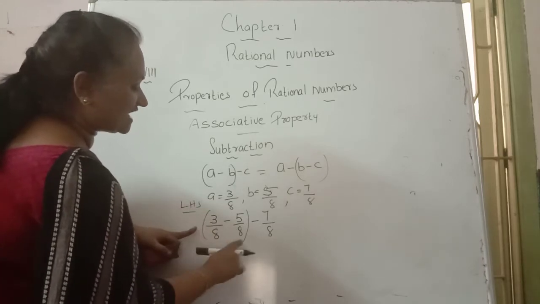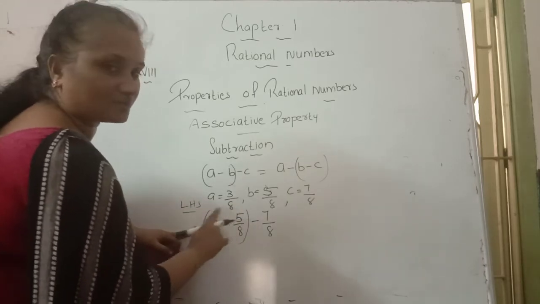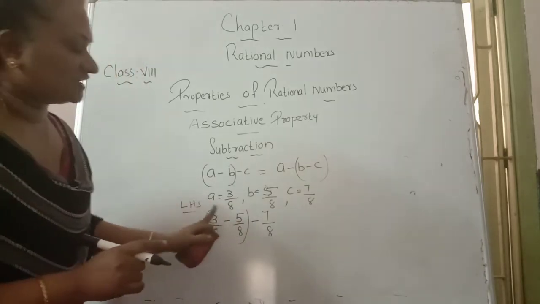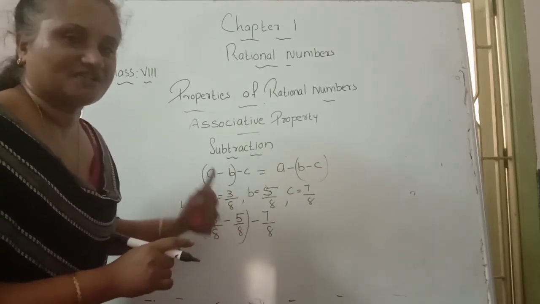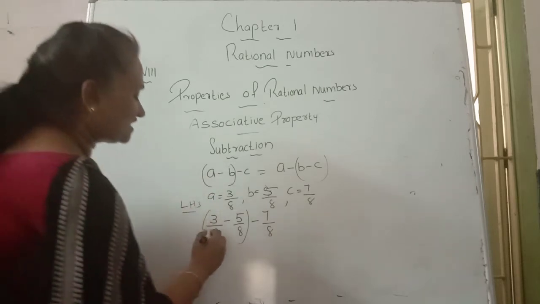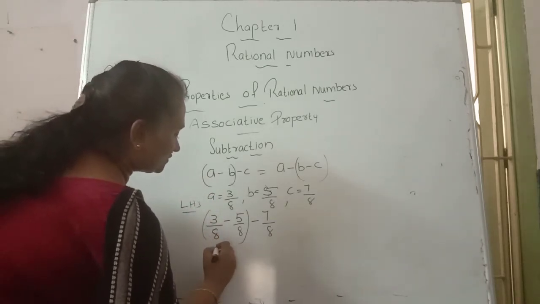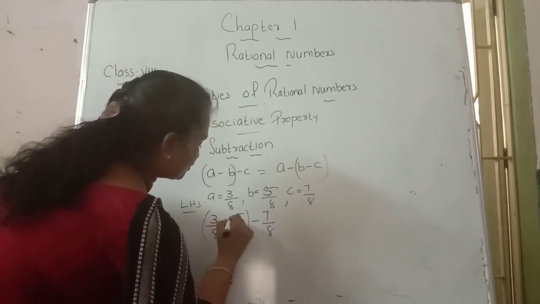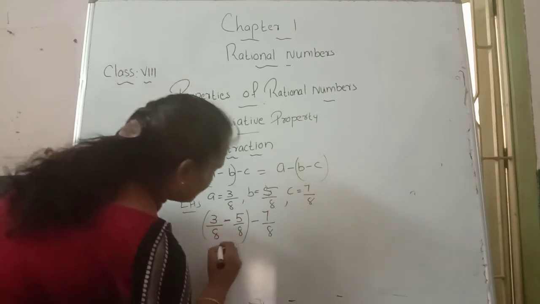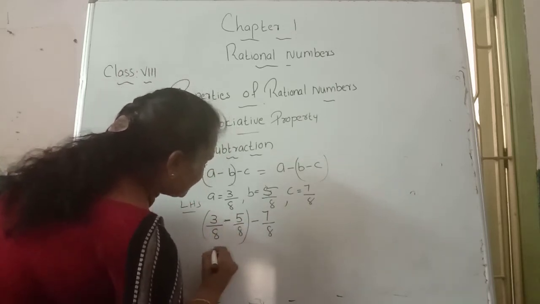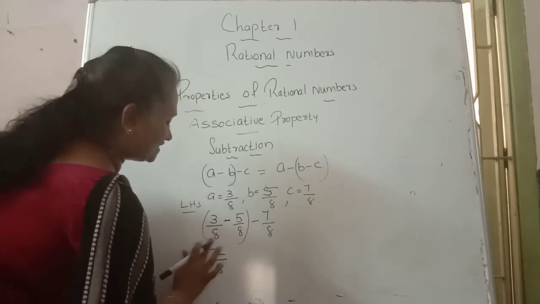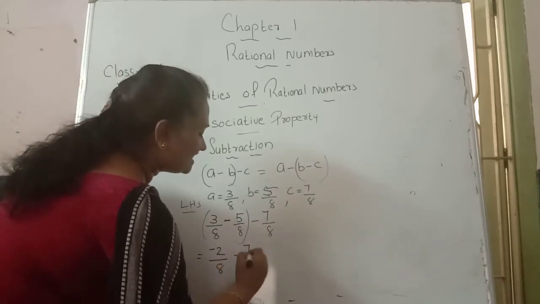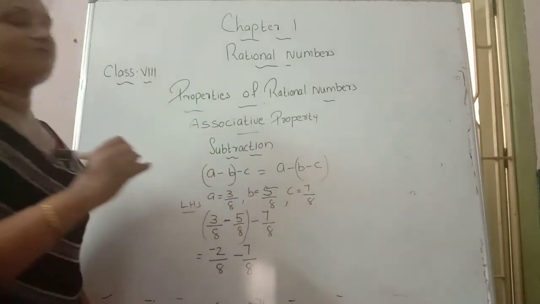So they have the same denominator, so the numerator part we subtract. One is positive, other is negative. What do we want to do? Subtract and put the bigger number's sign. So 5 minus 3 becomes how much? 2. And the bigger number is negative, so minus 2 by 8. Minus 2 by 8 minus 7 by 8.